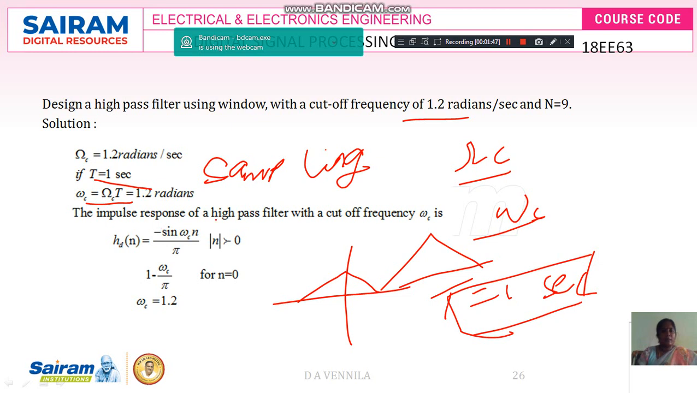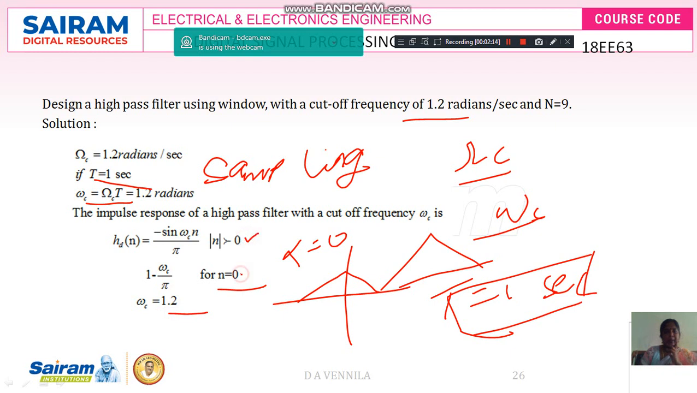So the impulse response of the high pass filter, as I've already told, the desired impulse response is minus sin(omega c n) divided by pi n, and for n equal to 0, alpha is 0, so you have 1 minus omega c divided by pi. Here omega c is equal to 1.2.